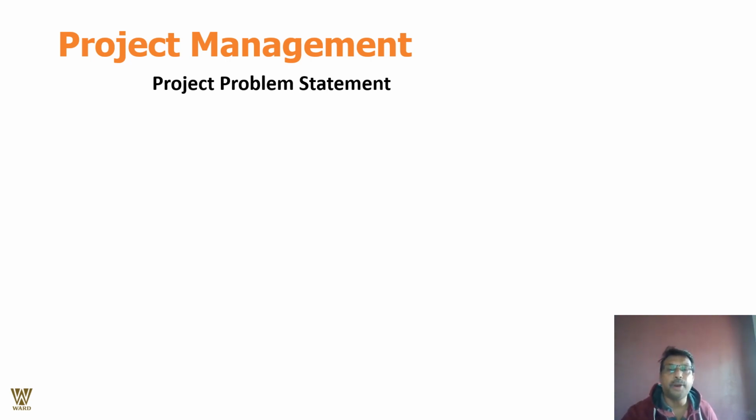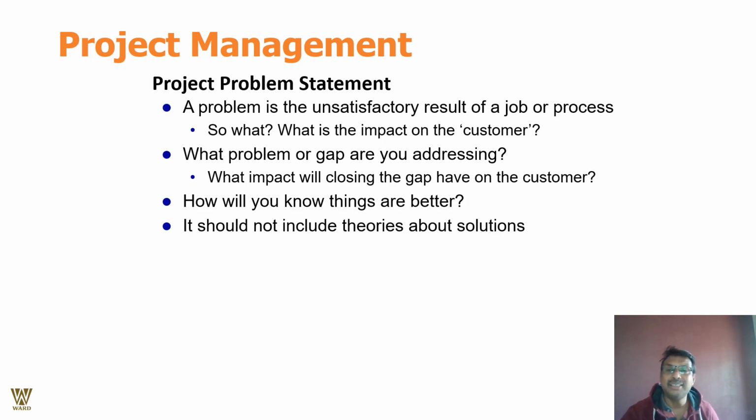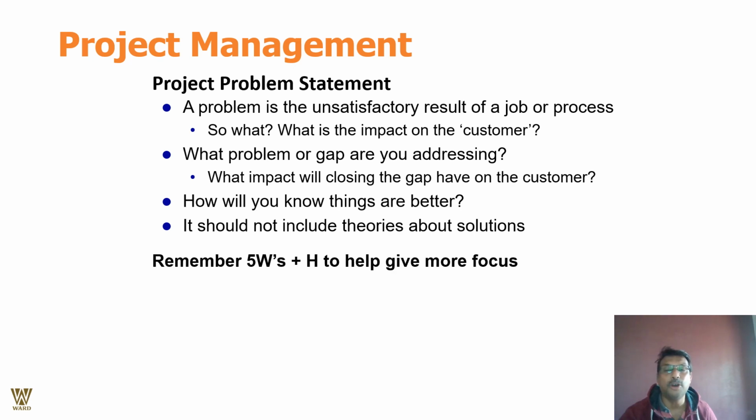Allow me to discuss the project problem statement. A problem is the unsatisfactory result of a poor job, a poor process. So what is the impact on the customer? The customer will eventually run away, you know. The customer might tolerate for some time, may be loyal for some time, value your relationship or empathize with you for some time, but not all the time. So what problem or gap are you addressing? What impact will closing the gap have on the customer? How will you know things are better? It should not include theories about solutions.